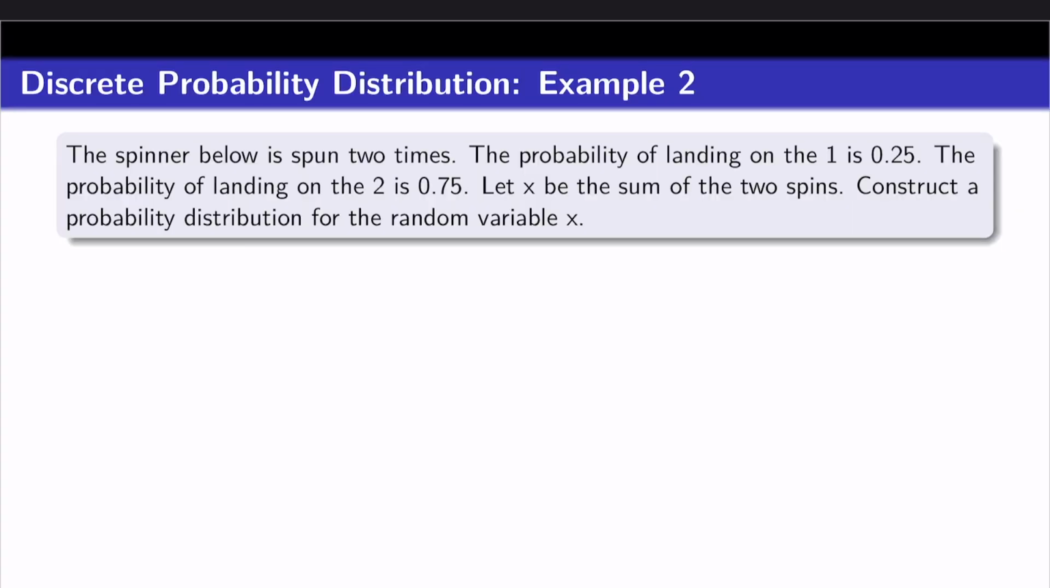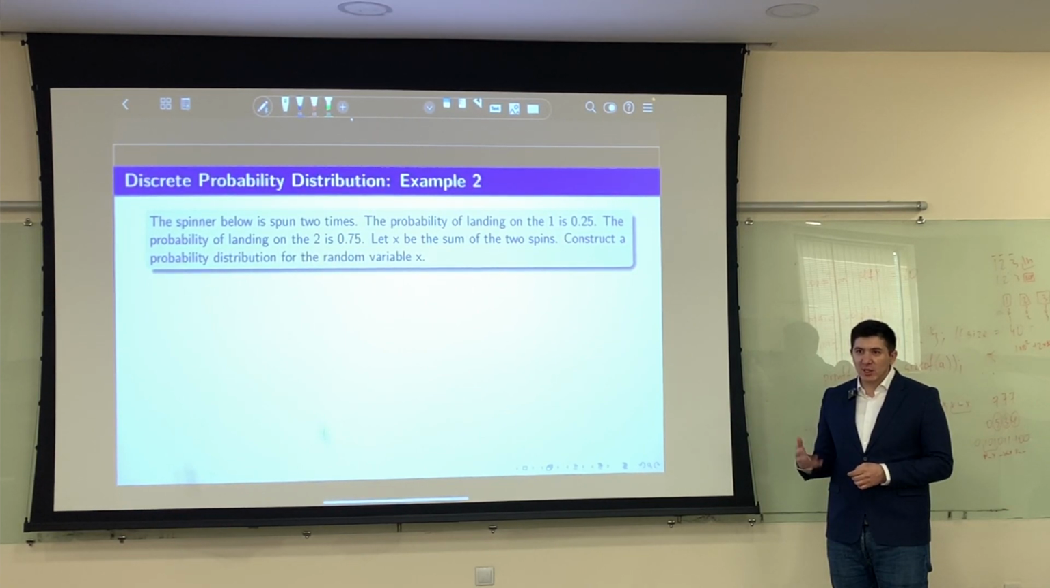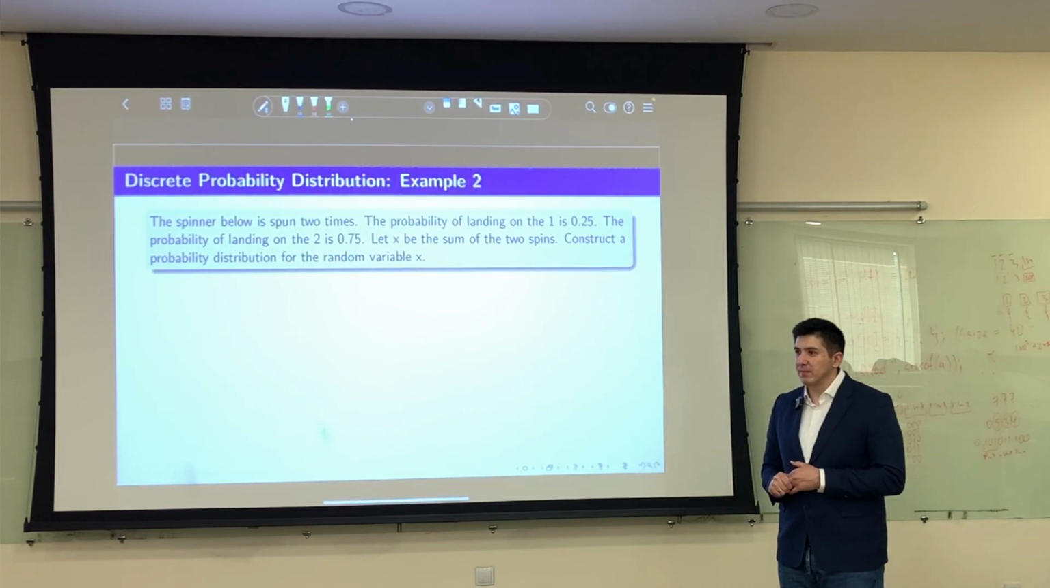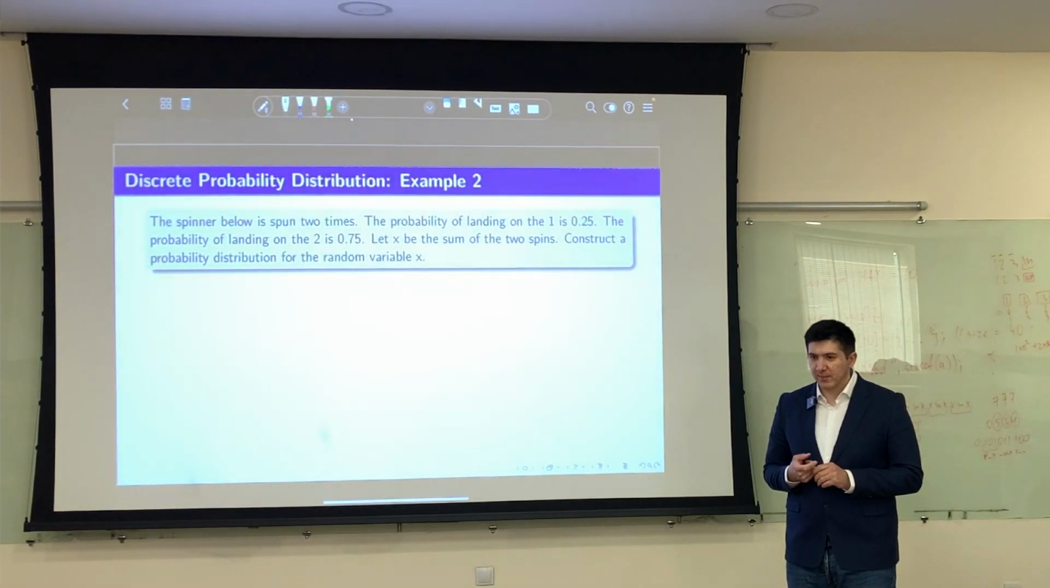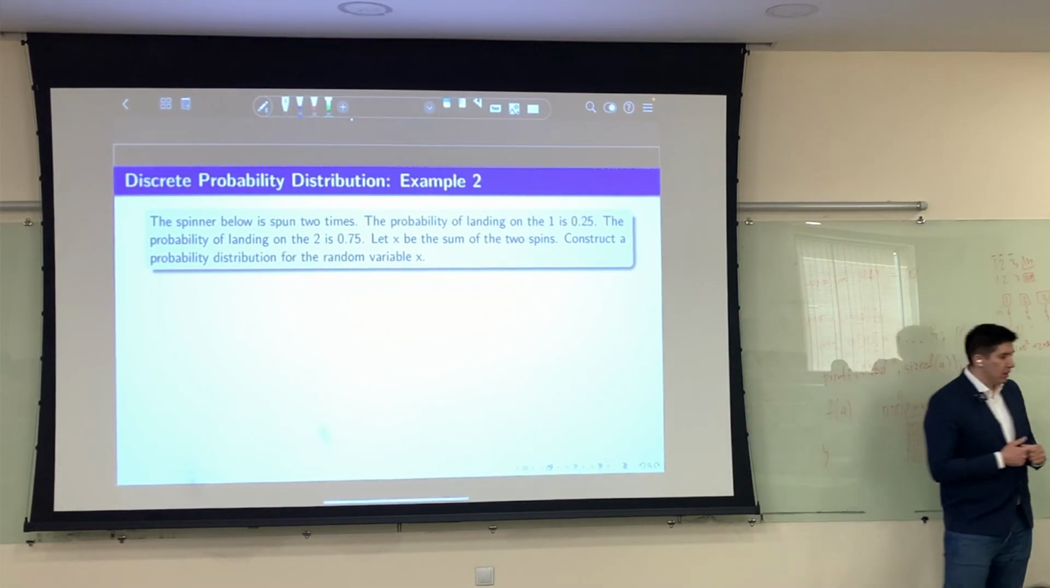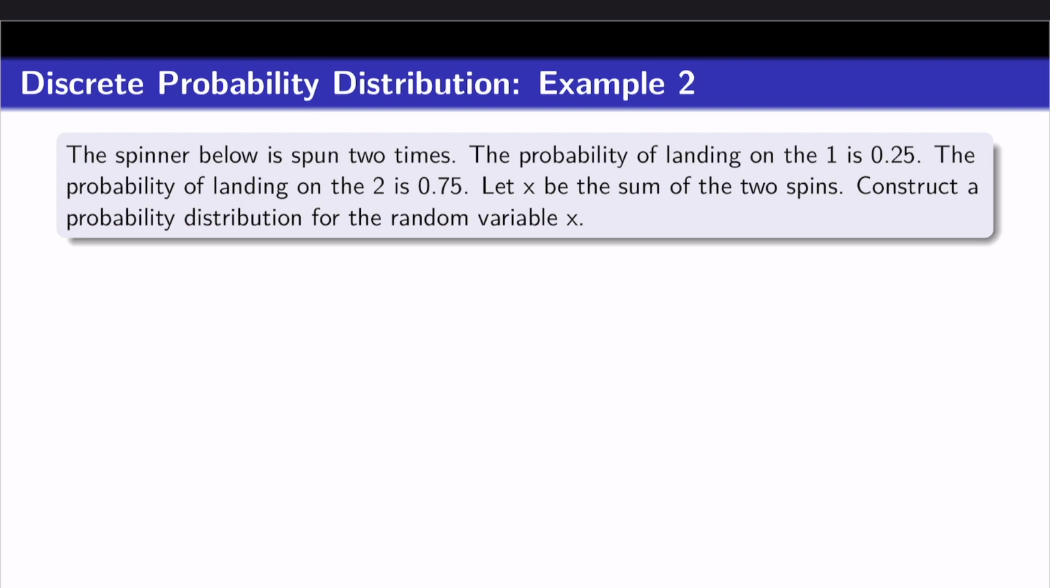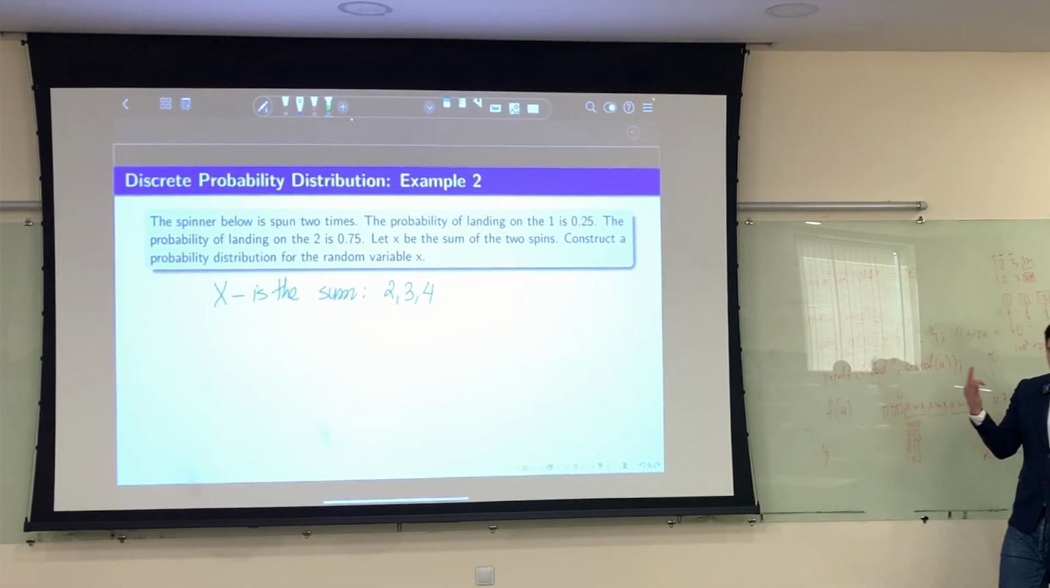Now I'm going to change the experiment a little bit. I'm going to rotate the spinner twice, and the random variable is going to be the sum of the 2 results. Could you please describe this random variable? Can you do this, or can we do this together? If x is the sum of the 2 results, what kind of values can it take? No, the sum. 2, 3, or 4, right? It can take only 3 values.